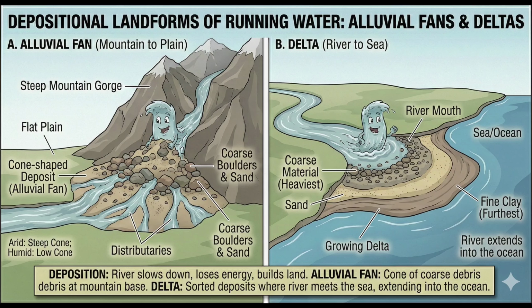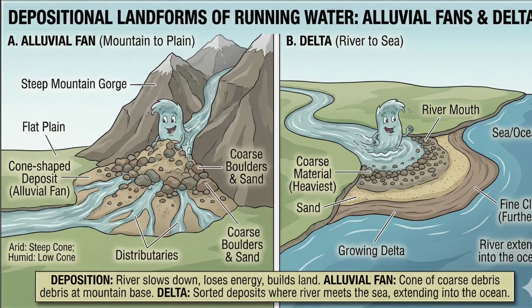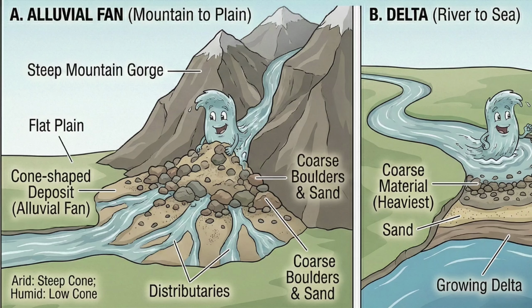Depositional landforms of running water. When the river slows down, it loses the kinetic energy needed to carry its load. It begins to build. A. Alluvial fans. Imagine a stream rushing out of a steep mountain gorge onto a flat plain. It suddenly loses speed. It dumps its heavy load of coarse boulders and sand in a cone shape. This is an alluvial fan.